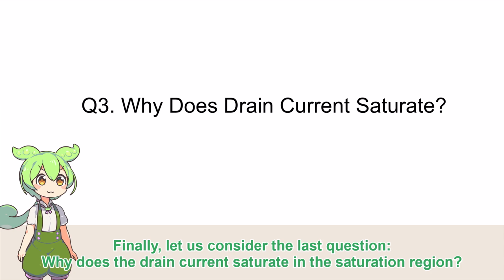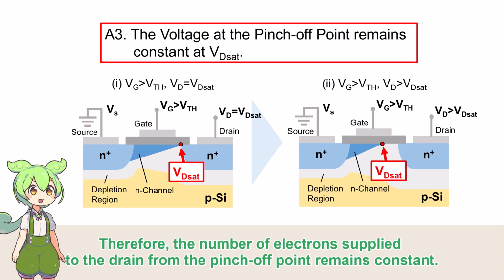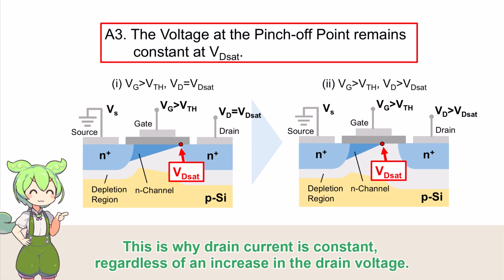Finally, let us consider the last question. Why does the drain current saturate in the saturation region? The reason is that even if the drain voltage is increased after pinch-off, the voltage applied to the pinch-off point remains constant at VD sat. Therefore, the number of electrons supplied to the drain from the pinch-off point remains constant. This is why drain current is constant, regardless of an increase in the drain voltage.